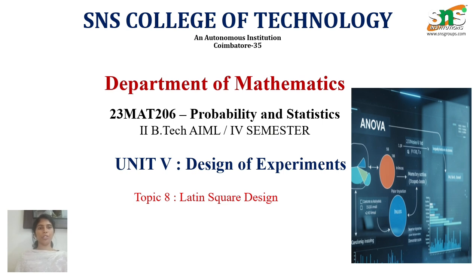As a continuation of the lecture series on the topic design of experiments, in this video we are going to discuss the Latin square method, which is an advanced method in ANOVA, that is, analysis of variance. Latin square is an advanced experimental design. It is used when two nuisance factors are affecting the experiment.